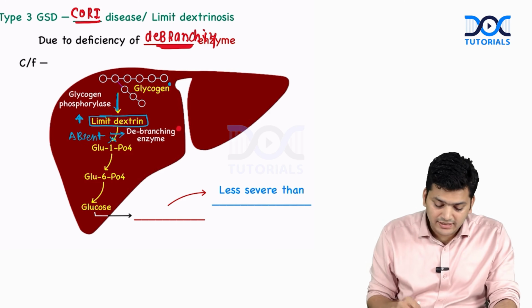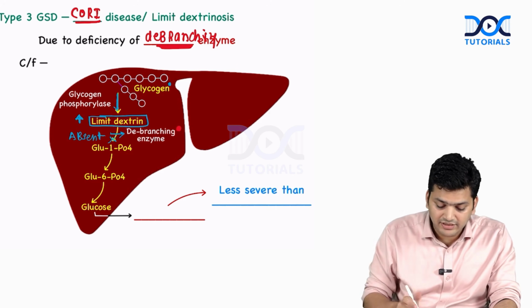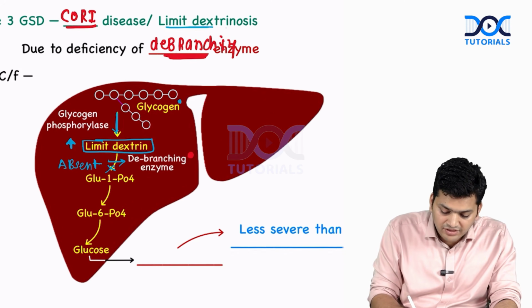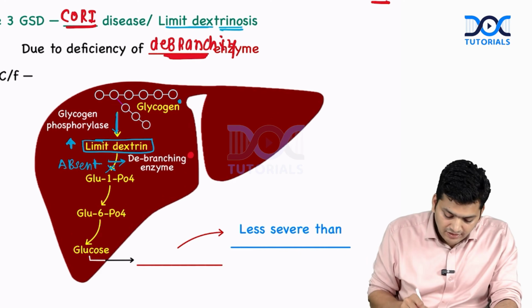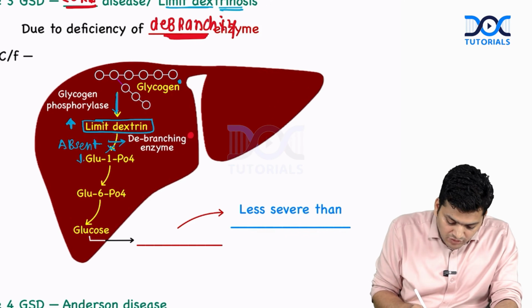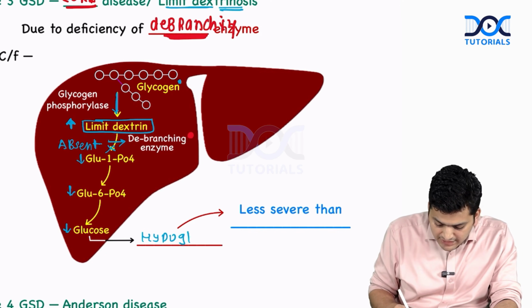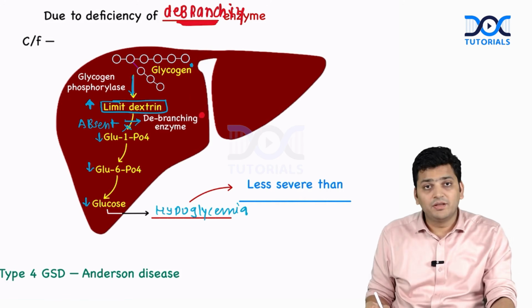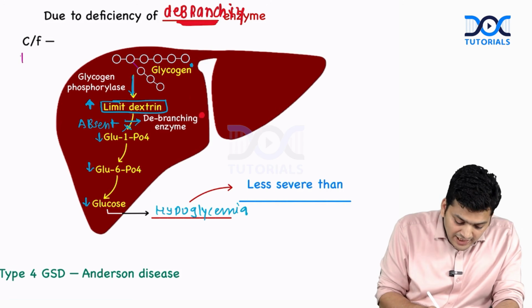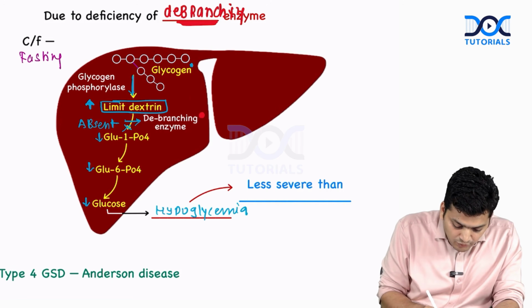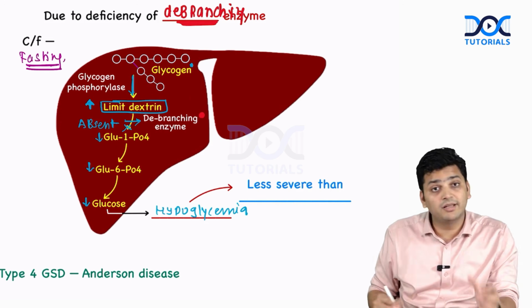So now the limit dextrins will start accumulating in the body. In Cori disease, the limit dextrins will increase, so this disease is also called limit dextrinosis. Because we are unable to cut it, glucose 1 phosphate will be less, glucose 6 phosphate will be less, and glucose will be less. Eventually the patient is going to develop hypoglycemia.